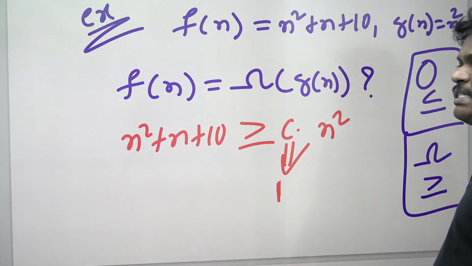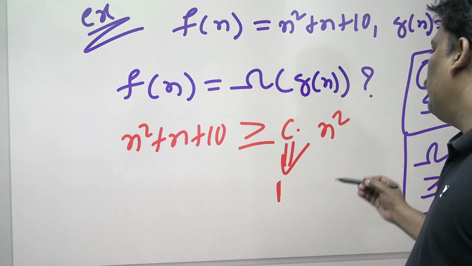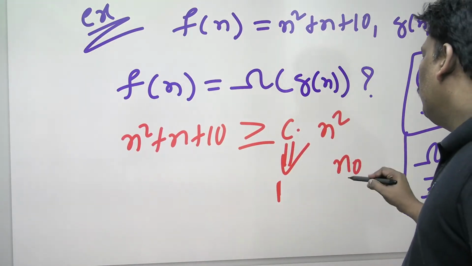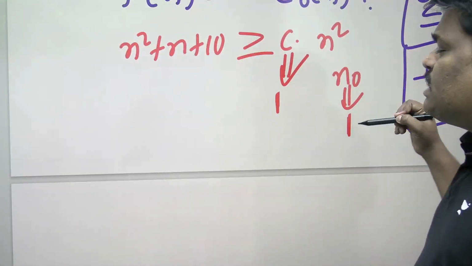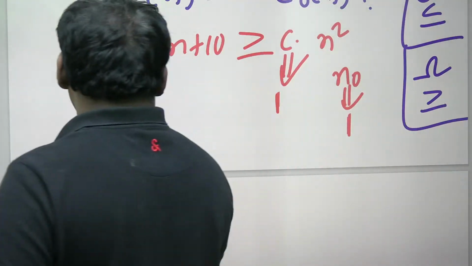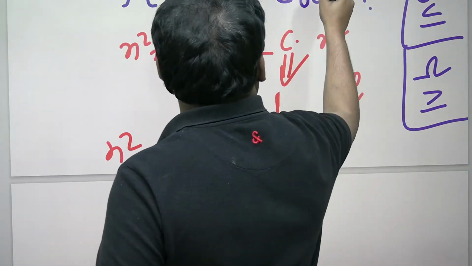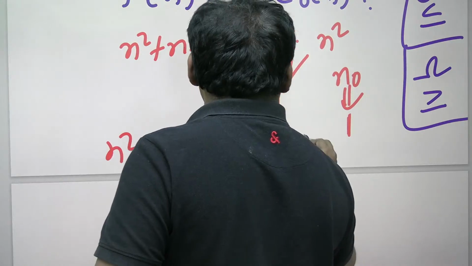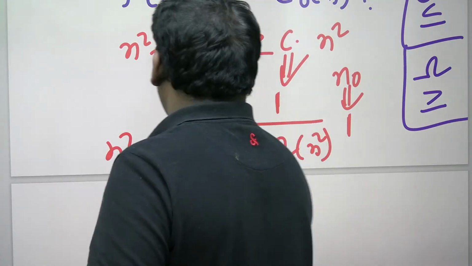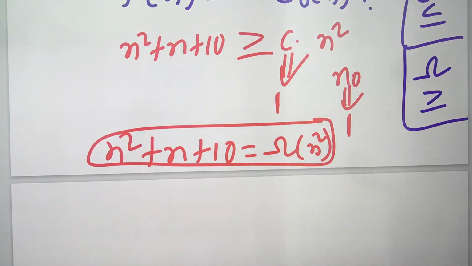If it is not bigger, I want to make it bigger, so I would use some c. But unfortunately, the left is already bigger, and I also want to prove left bigger. So take c value as 1. Some people are asking, what is n0? I think it works from 1 onwards. Because if you are able to fix the c value and n0 value, I can simply say that n square plus n plus 10 is omega of n square.